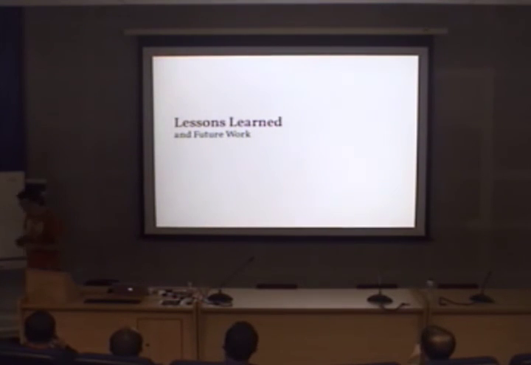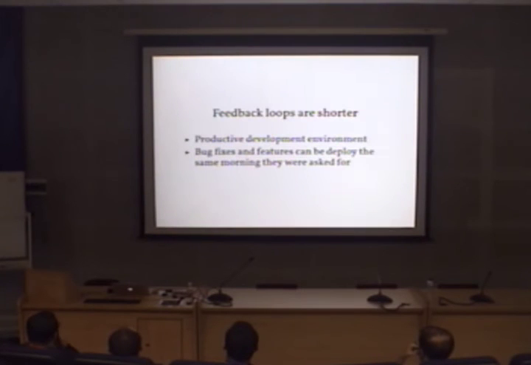Let's talk about what we've learned in the process and what are the next steps here. First of all, we achieved our main goal of having really short feedback loops. After pushing to master, the new version of code is available in production within 8 to 12 minutes, and it's serving requests. On a productive day, we are deploying 6 times a day. This allows us to deploy quickly and have features, bug fixes already on production, essentially the same day or even the same morning they were asked for.